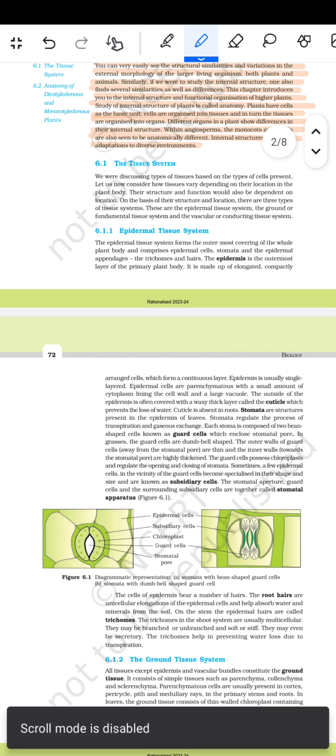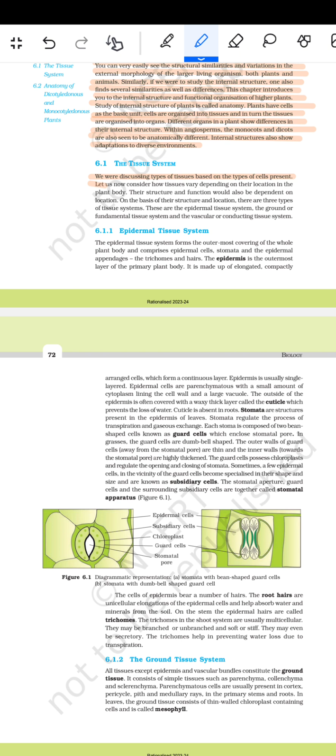For the tissue system, we were discussing types of tissue based on the types of cells present. Let us now consider how tissues vary depending on their location in the plant body. Their structure and function would also be dependent on the location. On the basis of their structure and location, there are three types of tissue systems. These are the epidermal tissue system, the ground or the fundamental tissue system, and the vascular or the conducting tissue system.